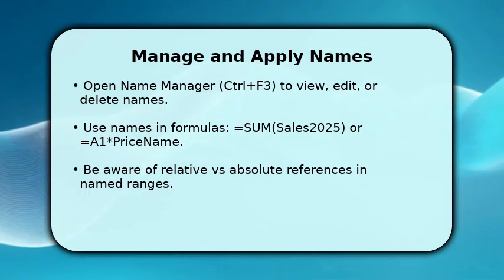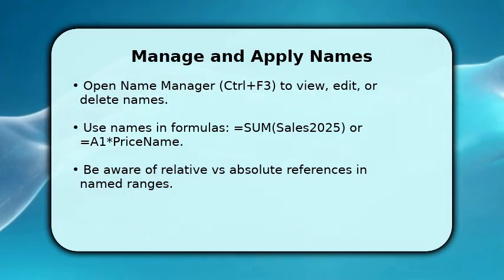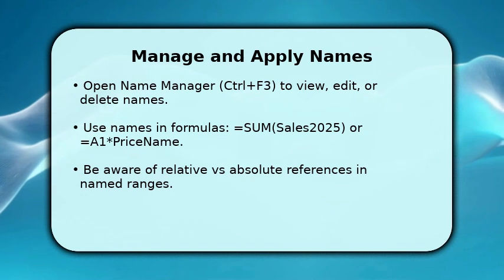Also, make sure the named range uses absolute or relative addressing intentionally. Relative named ranges can shift when copied, whereas absolute ranges remain fixed. This prevents calculation errors later.